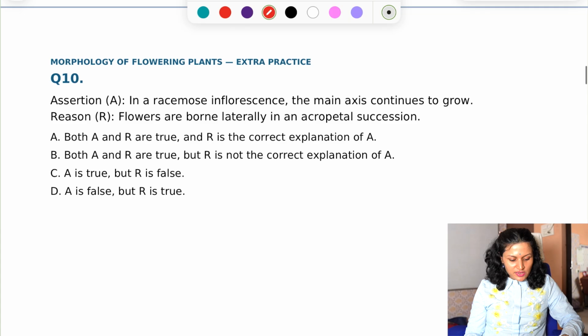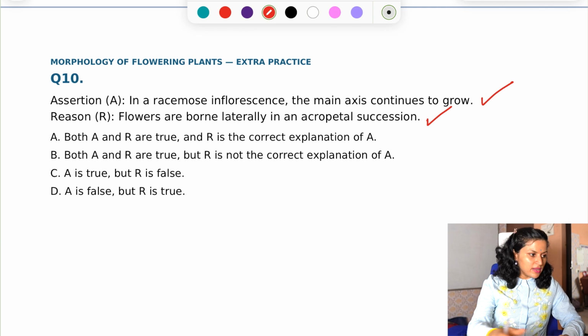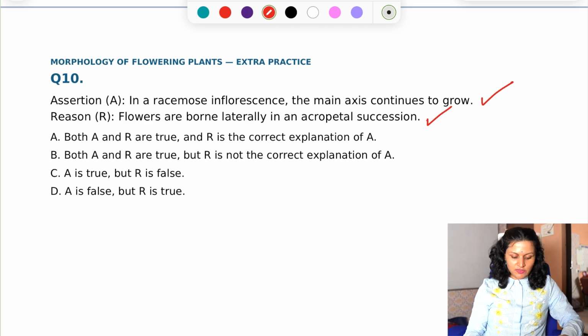Question 10. In a racemose inflorescence, the main axis continues to grow. This is correct. Reason. Flowers are born laterally in an acropetal succession. This sentence is also correct. But are they making sense with each other? In a racemose inflorescence, the main axis continues to grow because the flowers are born laterally in an acropetal succession. Both sentences seem correct, but R does not seem like a correct explanation. The answer given to this one is B. So let's go with B. R is not the correct explanation for A.